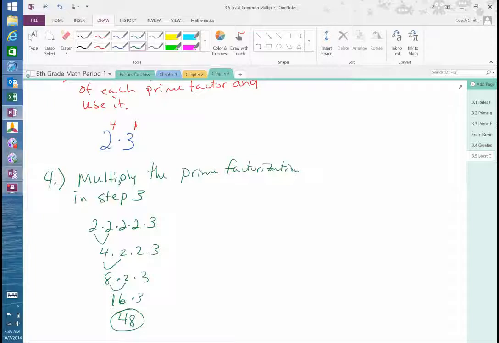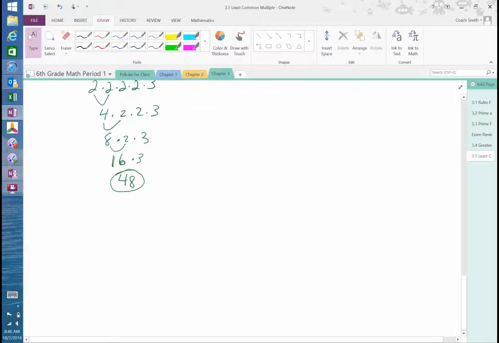Now, before we ask any questions, I want to do another one similar to that without writing all the steps down. So I'm going to find the LCM of 28 and 42.